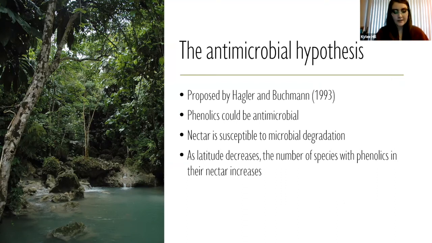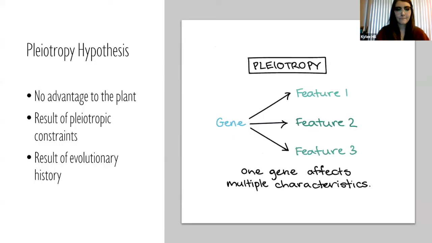And the theory behind this is that as you go further south, microbial diversity increases. So there's a greater array of microbes that could potentially infect the nectar and cause degradation. And so these phenolics are thought to combat that. The next hypothesis is the phytotropy hypothesis. This states actually that toxic nectar provides no fitness advantage to the plant at all.